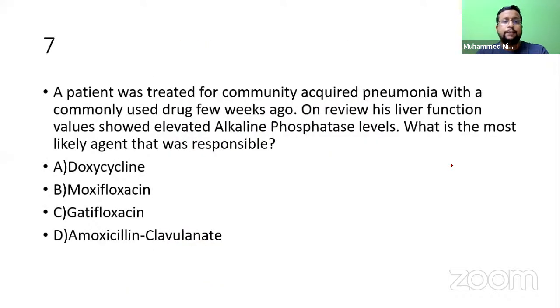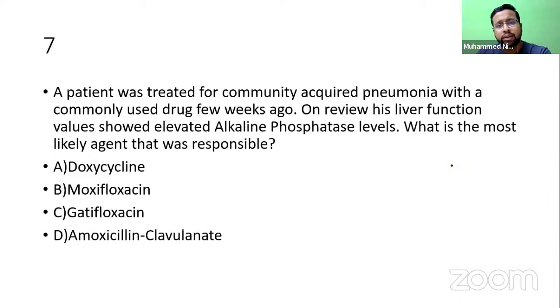So the next question, a patient was treated for community-acquired pneumonia with commonly used drugs a few weeks ago. On review, his liver function values showed elevated alkaline phosphatase. What is the most likely agent that was responsible? So the options given are doxycycline, moxifloxacin, gatifloxacin, and amoxicillin clavulanate.